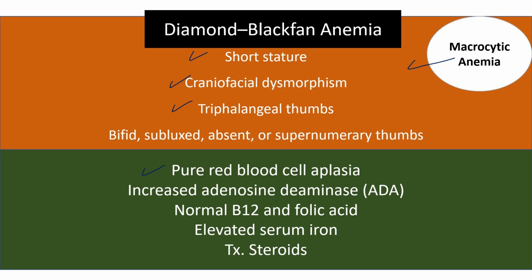Increased adenosine deaminase or ADA. Remember, in Fanconi anemia, the ADA was normal. Normal B12 and folic acid. Remember, in any case of macrocytic anemia, we have to test B12 and folic acid. Elevated serum iron, and the treatment usually is steroids.